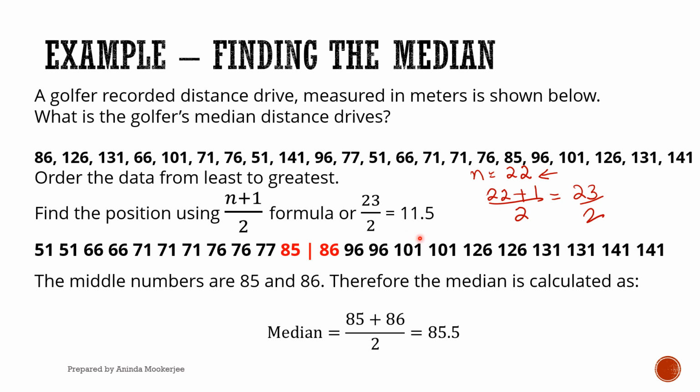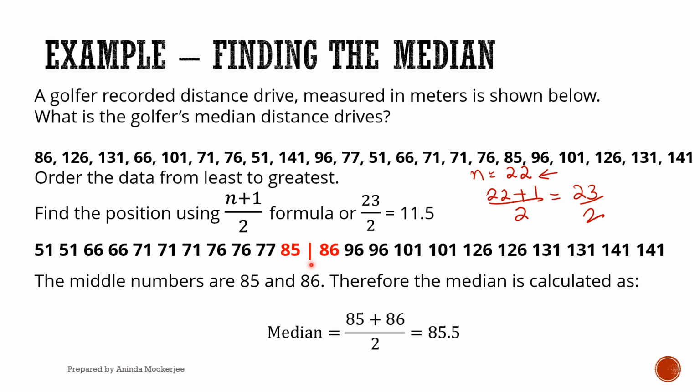11.5 is not the median. It is the position in this ordered list where we can find the median value. Now this 11.5 tells us that the median is going to be between 2 values. So let's do the counting. 1, 2, 3, 4, 5, 6, 7, 8, 9, 10, 11. And 11.5 will be located between the 11th and the 12th value. So this line is where the median will be located.